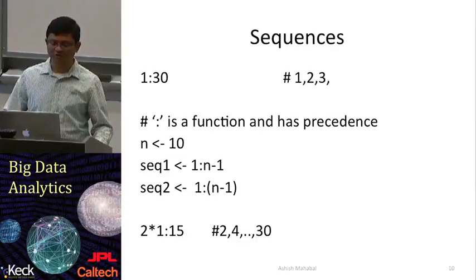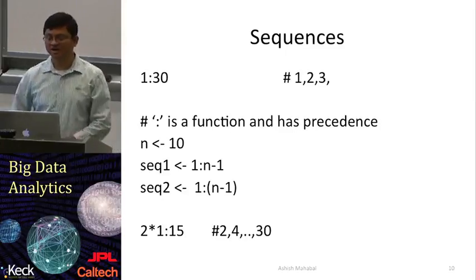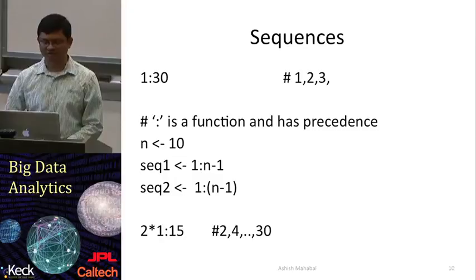So if you do something like assign 10 to n, and then say that I want sequence 1 going from 1 to n minus 1 using the colon function, then the colon is going to bind. So you are going to get 1:n first, and then 1 will be subtracted from each of them. So if you want to do something slightly different, you may want to enclose n minus 1 into a bracket. Similarly, 2 star 1:15 is going to give you 2, 4, and all multiples of 2 up to 30.